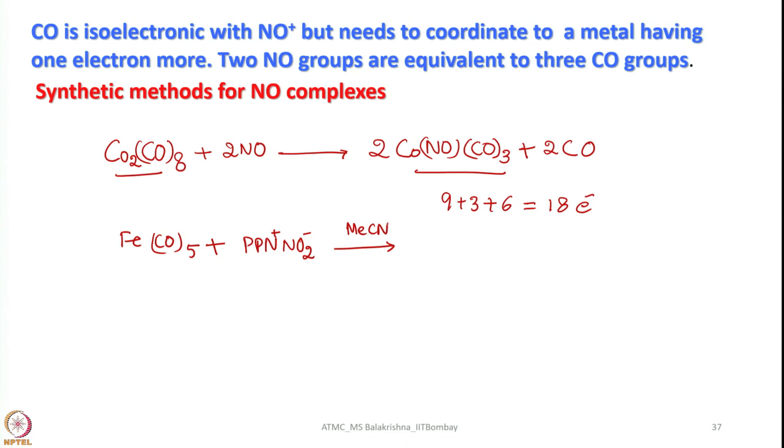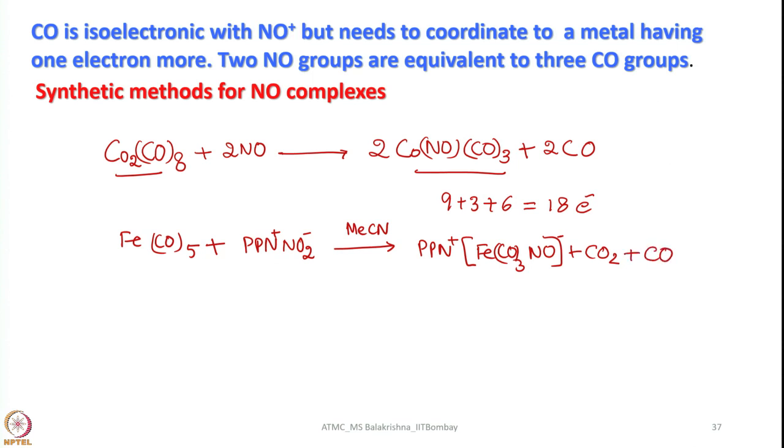So you take this one and treat this with NO2 salt in isonitrile. It is a counter cation, and what we get is [Fe(CO)3NO]- plus CO2 plus CO.